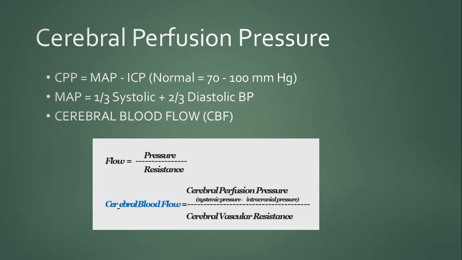Then it's important to know about the cerebral blood flow. Flow is equal to pressure divided by resistance, and we calculate the cerebral blood flow as cerebral perfusion pressure divided by cerebral vascular resistance. There are different methods to measure the cerebral blood flow, and generally it can be measured through Doppler ultrasound, transcranial Doppler ultrasound.